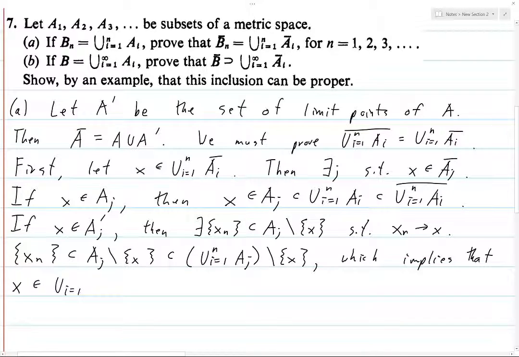So x is in the union from i equals 1 to n of A_j, and then we take the closure. No, this should be the union of A_i. That should also be the union of A_i. I don't know what I'm doing. I need more coffee.